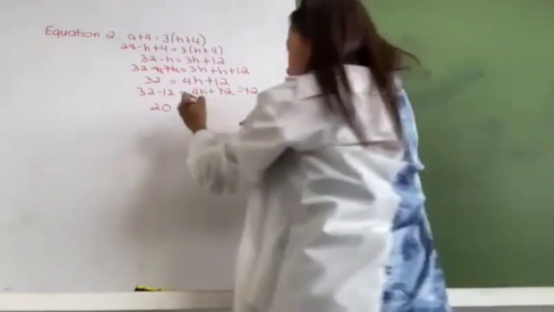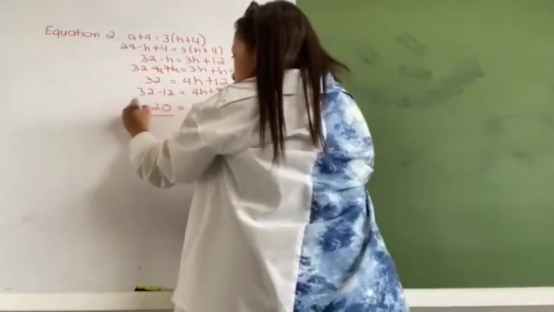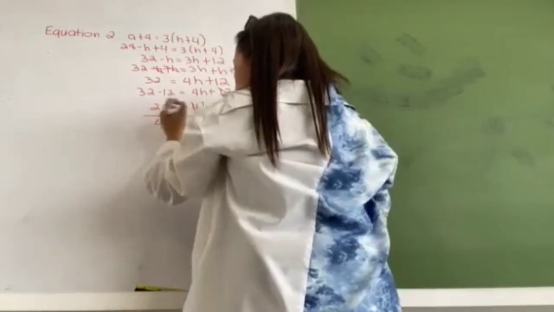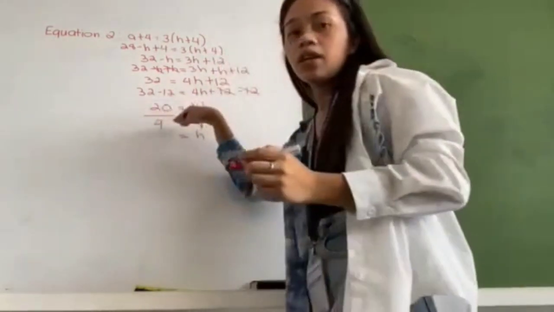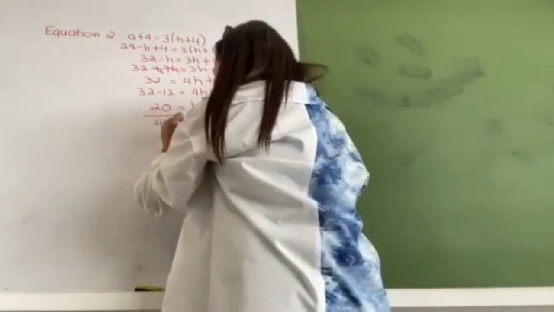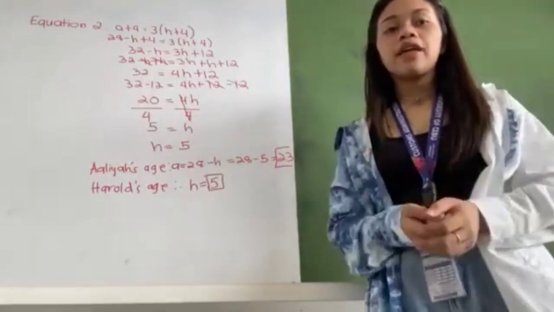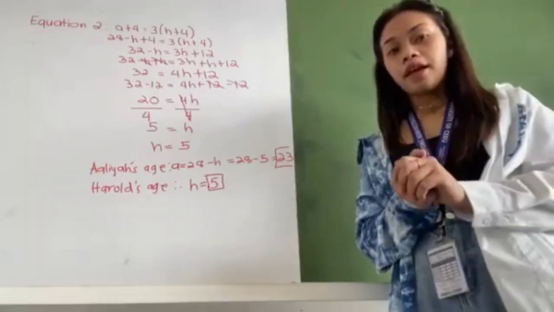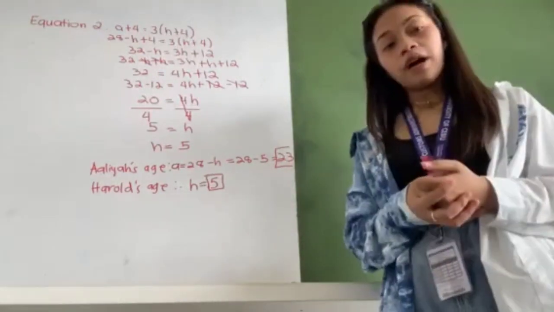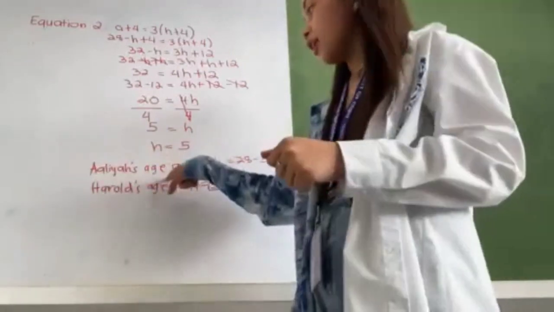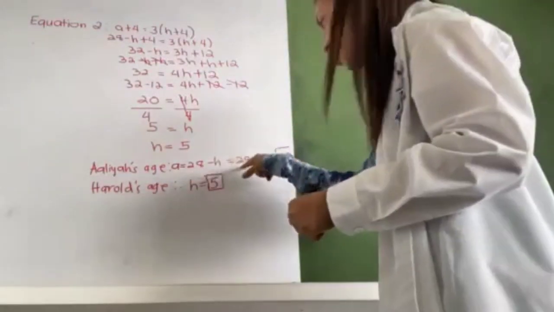Then bring back 4h. Divide both sides with 4. Cancel. Bring down h. 20 divide 4 is equal to 5. So h is equal to 5. So we are able to find values for both unknown variables a and h, which also stands the present ages of Aliyah and Harold. So we have Aliyah's current age, a equals 28 minus h equals 28.